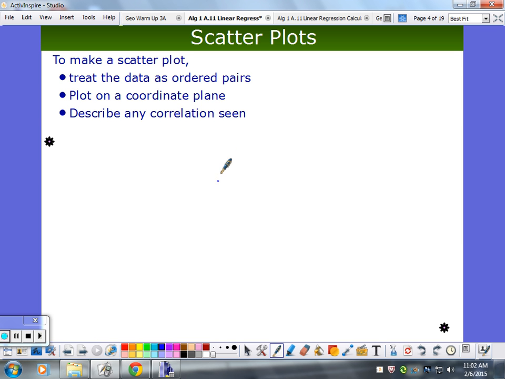Scatter plots are kind of easy. A scatter plot is just basically a graphic. You just treat your data pairs as XY pairs.